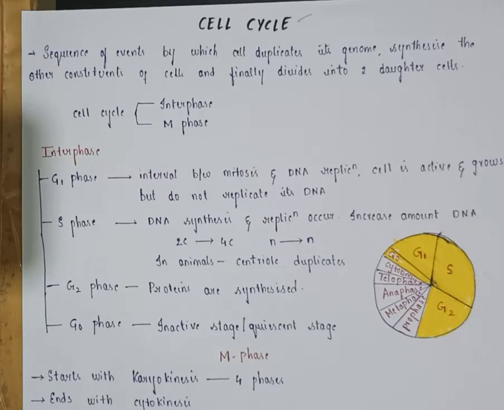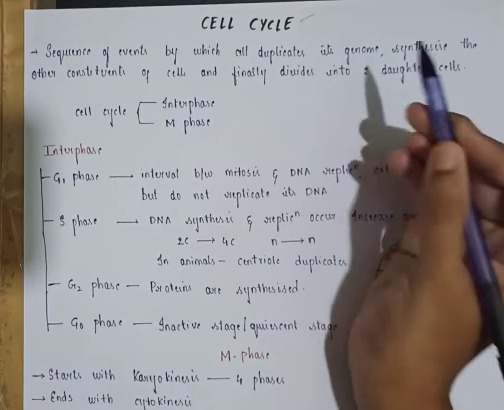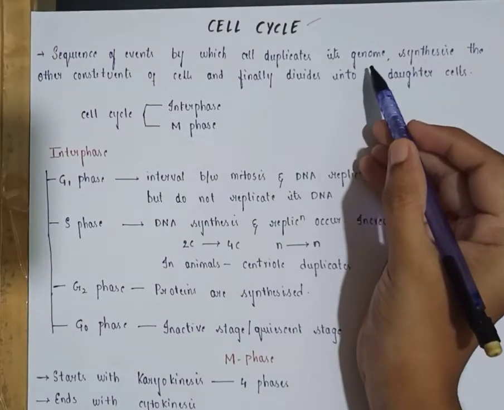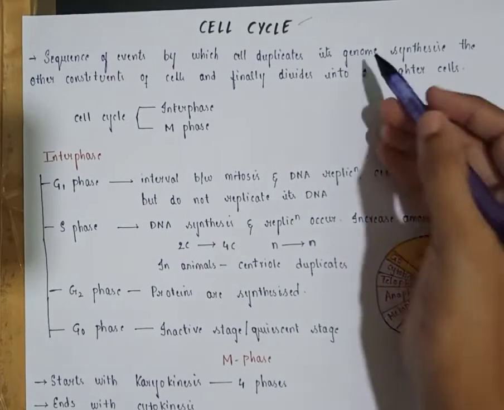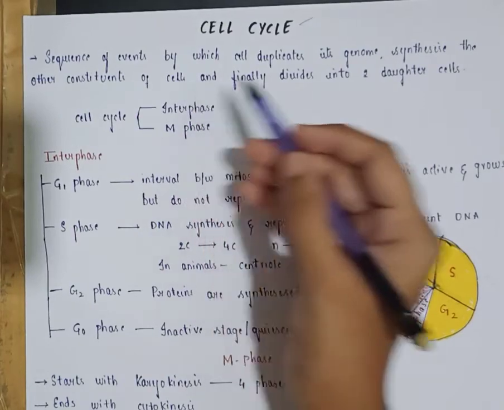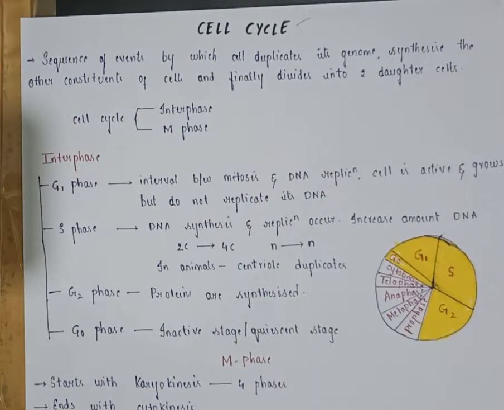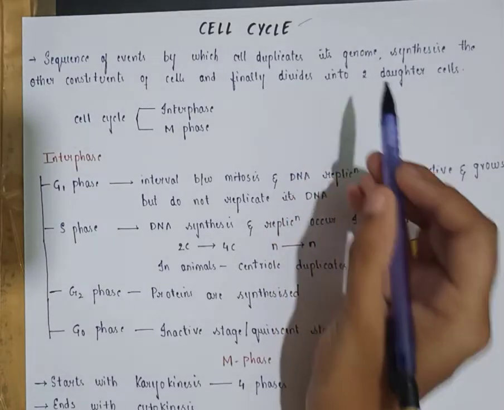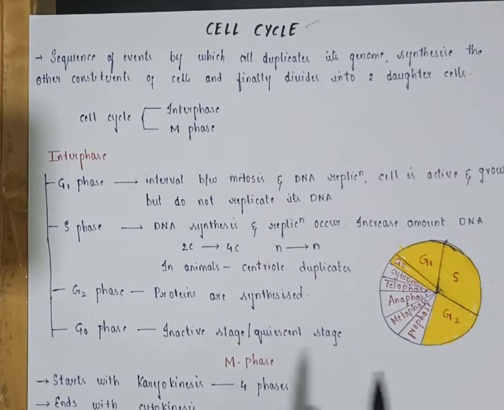So the cell cycle contains duplication of the genome, which means if the parental cell wants to divide into two daughter cells, it first duplicates its genome, meaning doubling the amount of its genome, and synthesizes the other constituents of the cell. So after duplicating its genome, it synthesizes the other constituents of the cell, which are nothing but cell organelles such as mitochondria, Golgi apparatus, etc., and finally divides into two daughter cells. So these sequences together constitute the cell cycle.